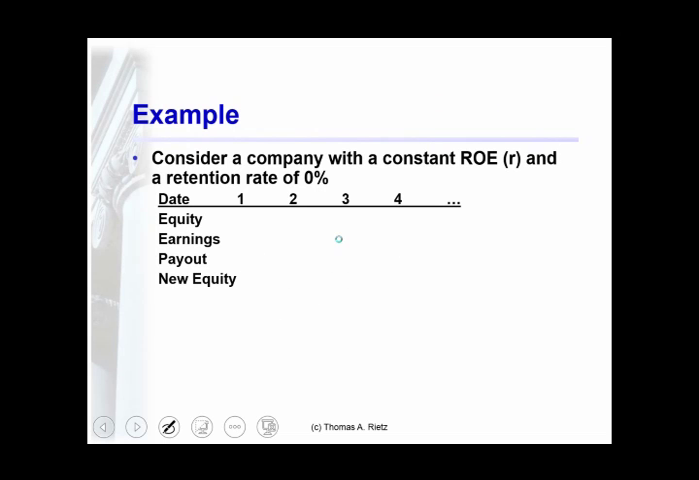So for example, consider a firm with a return on equity of 6% and an initial equity of $100. The earnings after one period would be $6. What I would do is pay it out as a dividend. The retention ratio, the amount I keep in the company, would be 0. Then my new equity is 100 again.